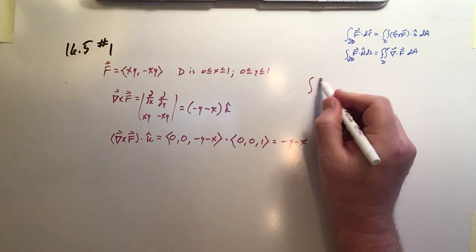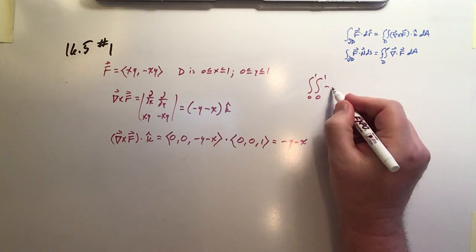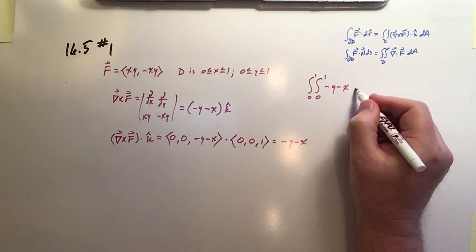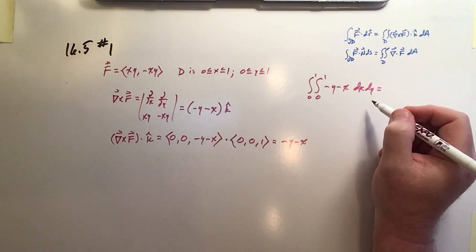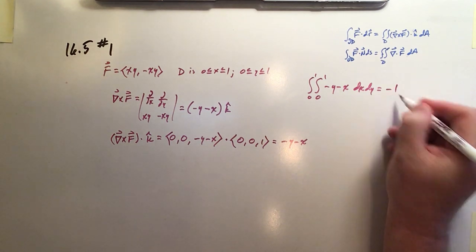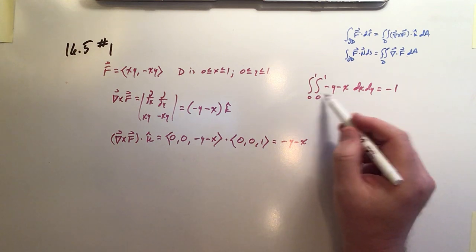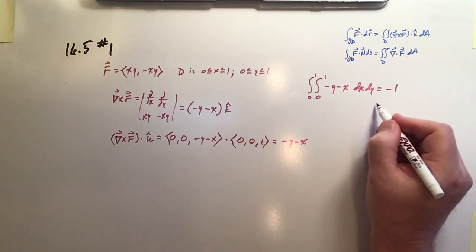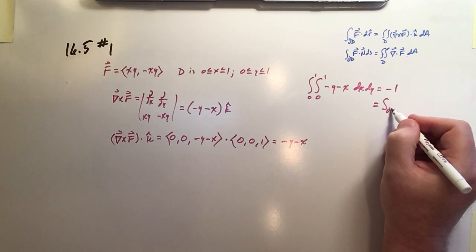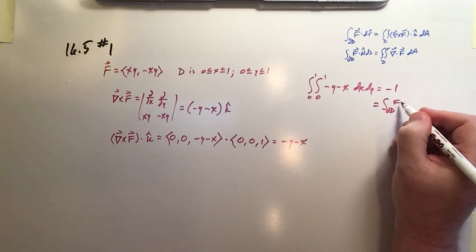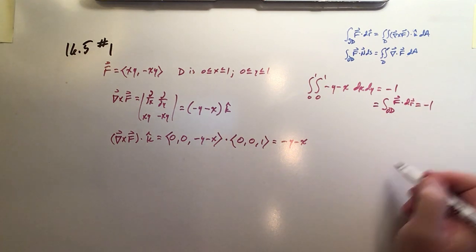So I want to double integrate 0 to 1, 0 to 1 of negative y minus x dx dy. And when I finish all that, I'm going to get negative 1. So that takes care of the top one. In essence, this was equal to the integral over the boundary of f dot dr. So there it is. That equals negative 1.